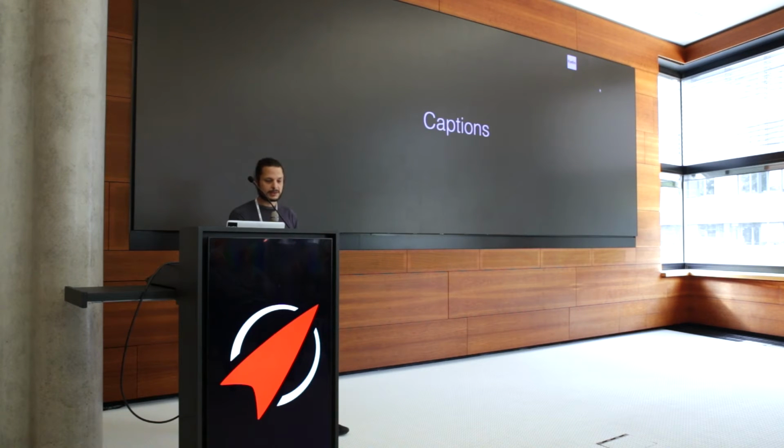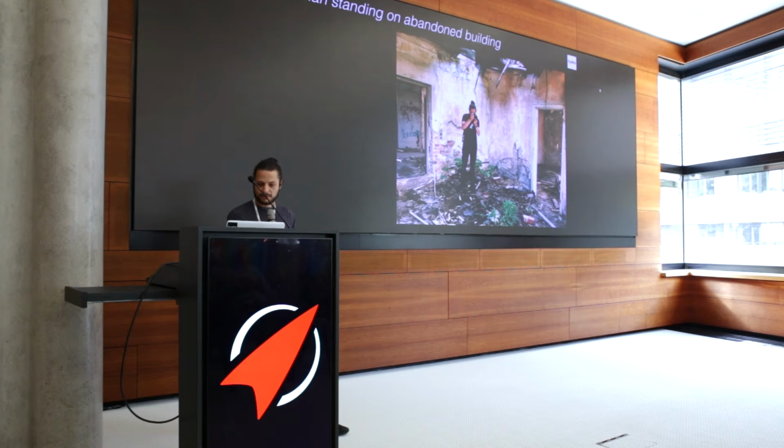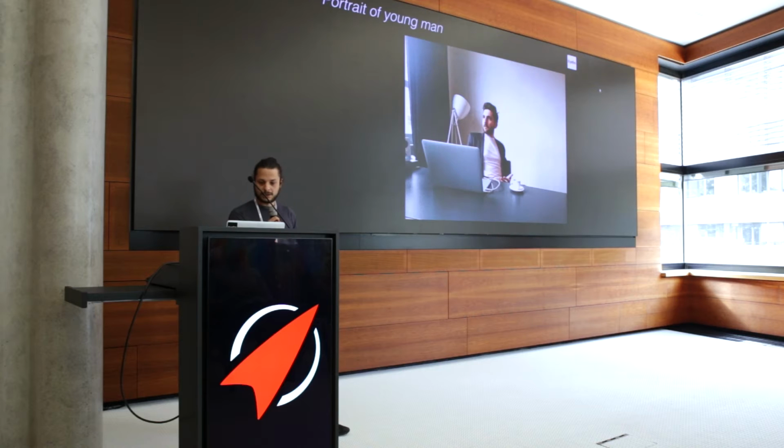We have also developed a captions model. The captions model gives you textual descriptions of the photo itself. It could be a sentence that describes the main subject of a photo. This is actually me on a photo walk we did a month ago. We went to an abandoned building, and you can see the description generated by the machine: a man on an abandoned building. Here in our office is a portrait of one of our colleagues, described as a young man.